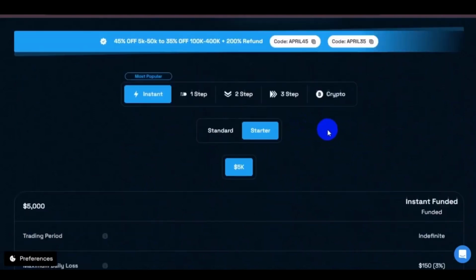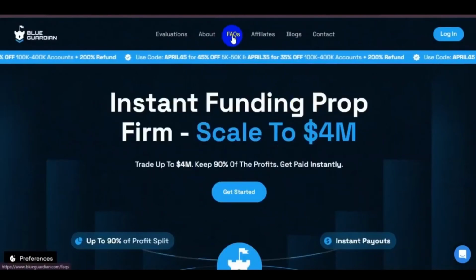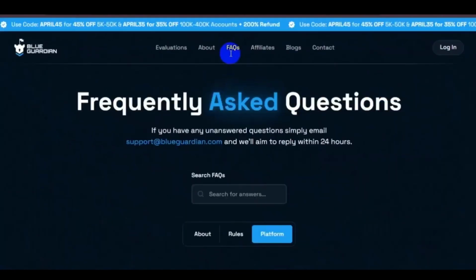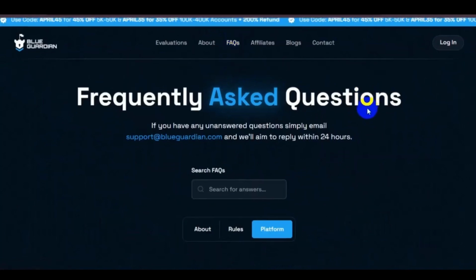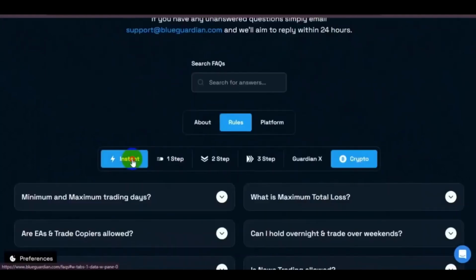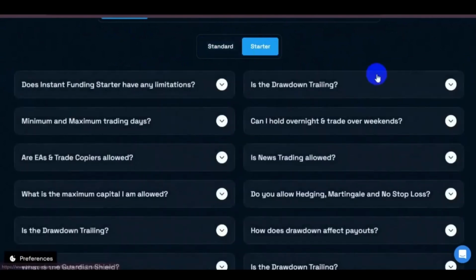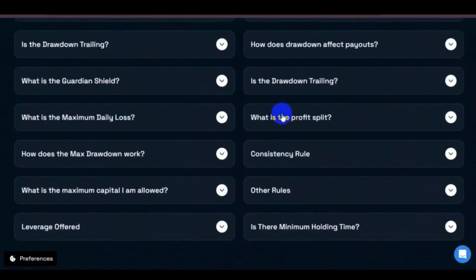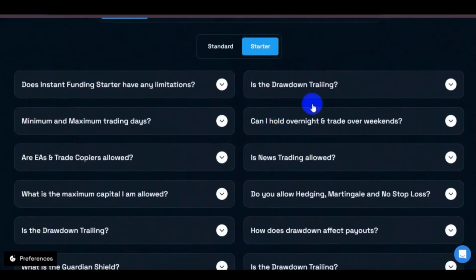First of all, I will explain the terms and conditions and trading rules of this model. For that, you have to go to the FAQ section, then rules, after that instant, then click on starter. Here you can see all the FAQs here with the terms and conditions, trading objects, and all your queries. Let's check one by one.